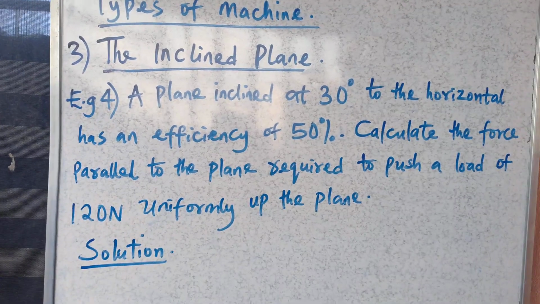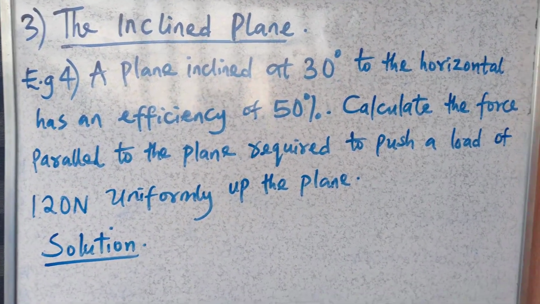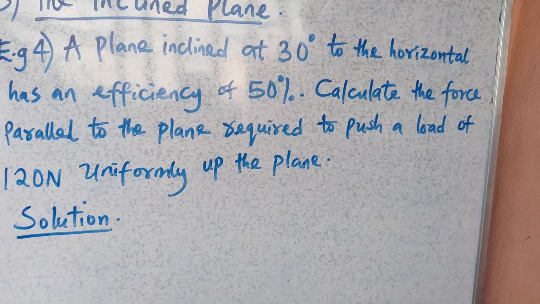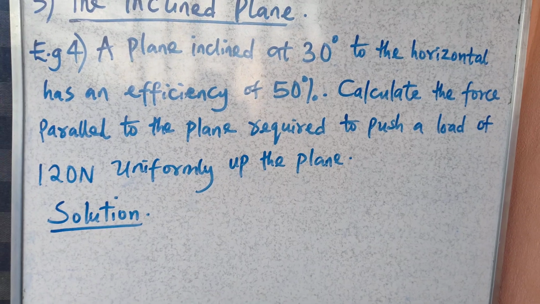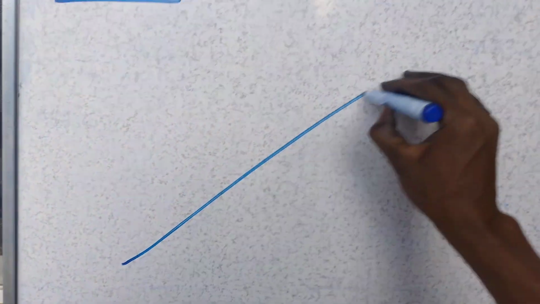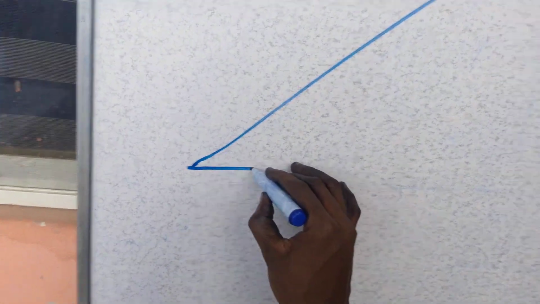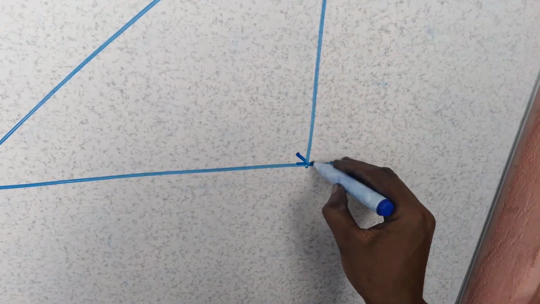We have another question on the board. It says a plane inclined at 30 degrees to the horizontal has an efficiency of 50%. Calculate the force parallel to the plane required to push a load of 120 Newton uniformly up the plane. So this is the inclined plane, and this is the horizontal surface. This one shows you the height of the inclined plane, height h.